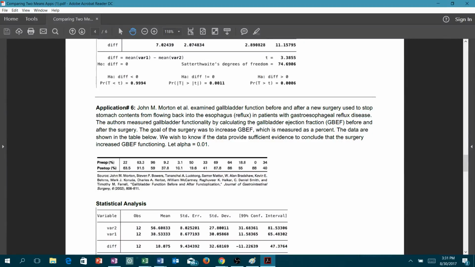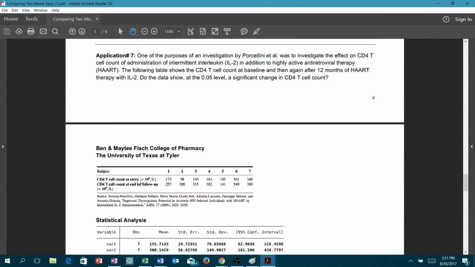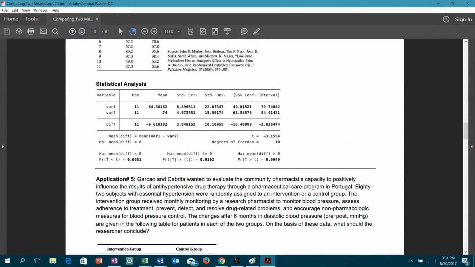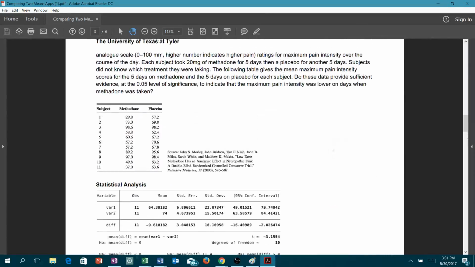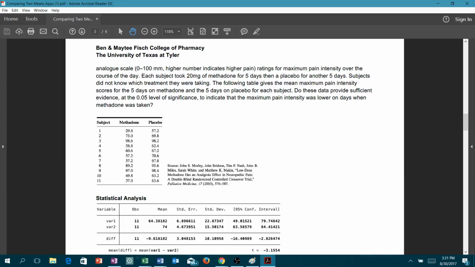Is that the only one that's asked a question on number 7? The data was not sufficient enough to show the surgery increases EF.